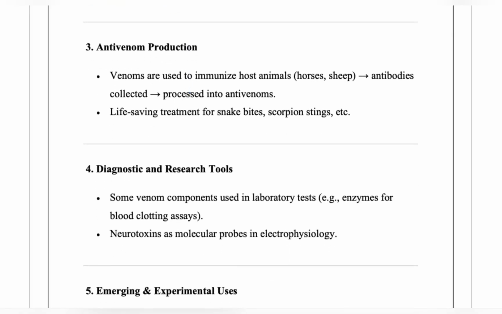Then there is anti-venom production. This is also very important. Venoms are used to immunize host animals like horses and sheep. The antibodies are collected and processed into the anti-venom. So basically you take the venom of the particular snake, use it on a host animal, and then from the host animal you collect the antibody, and that antibody is your anti-venom, right? So a life-saving treatment for snake bites and scorpion stings is there because of anti-venom production.